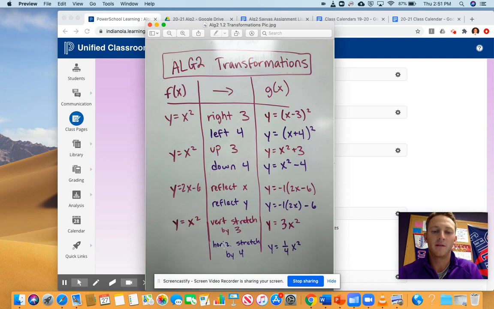And then for a horizontal stretch, we're making it wider. If we want to horizontally stretch it by 4, we're going to multiply it by a fraction of 1 over that number, so 1/4. All these numbers in the middle were just kind of made up just so you could see, but they're just examples. Hopefully it helps.